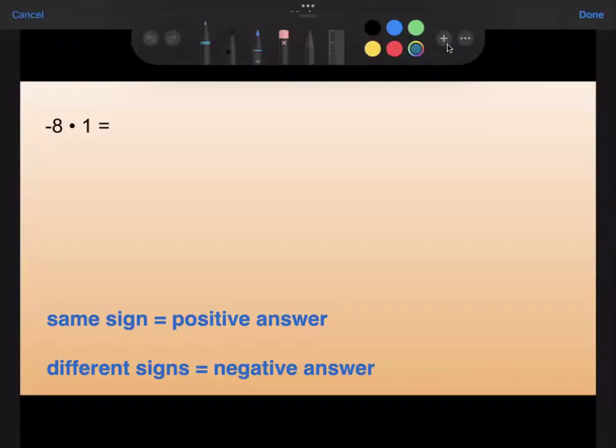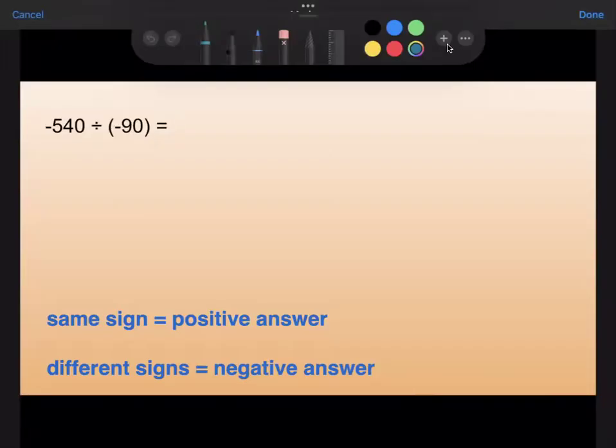Okay, so here is our next one. We're going to do -8 times 1. Again, we're going to first decide if the answer is going to be positive or negative, and then we're going to write that down. Since 8 is negative and 1 is positive, they have different signs. So we're going to have a negative answer, and I'm going to put a negative sign there. The second part is to do the calculation. 8 times 1 is 8. So my final answer to this would be -8.